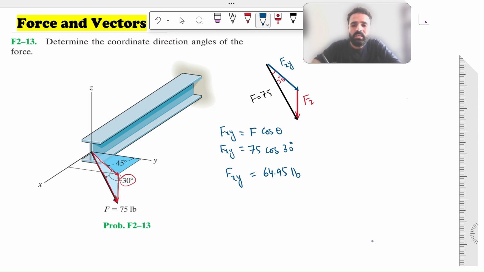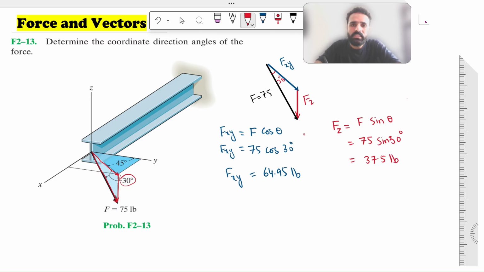So now I need to find the value of Fz. For Fz, I will apply the trigonometric ratio sine theta. So Fz will become equal to F times sine theta. Putting the value of F and theta, the value of F is 75 and theta is 30, so the Fz value will become equal to 37.5 pound.